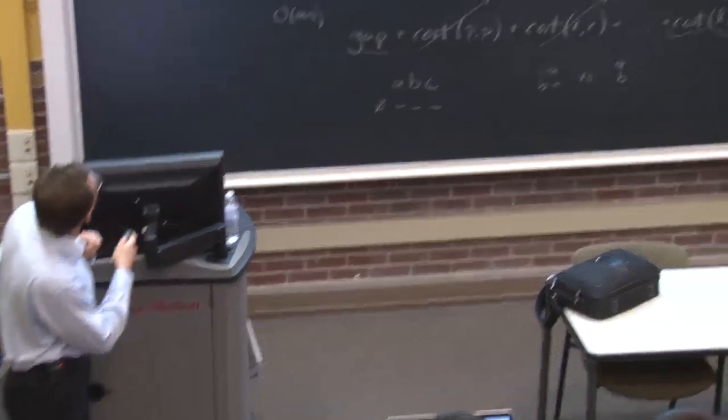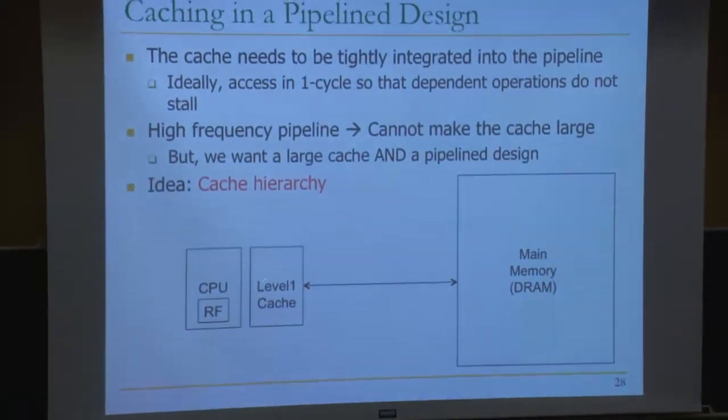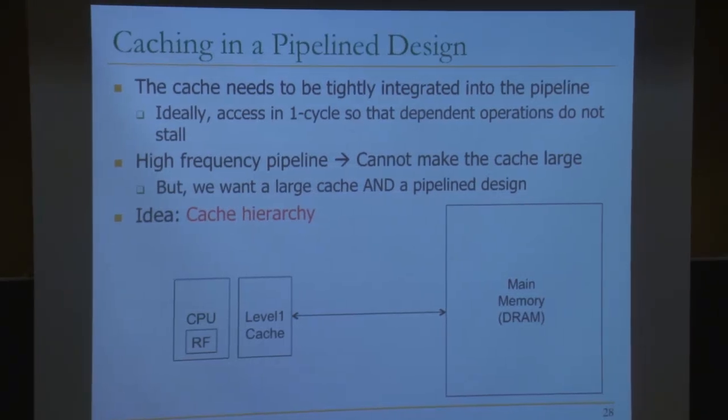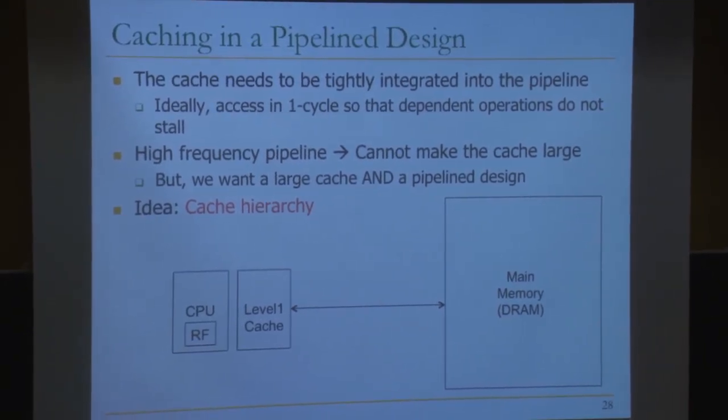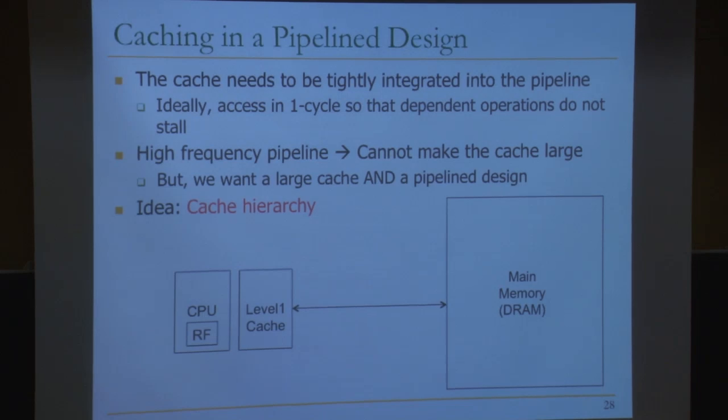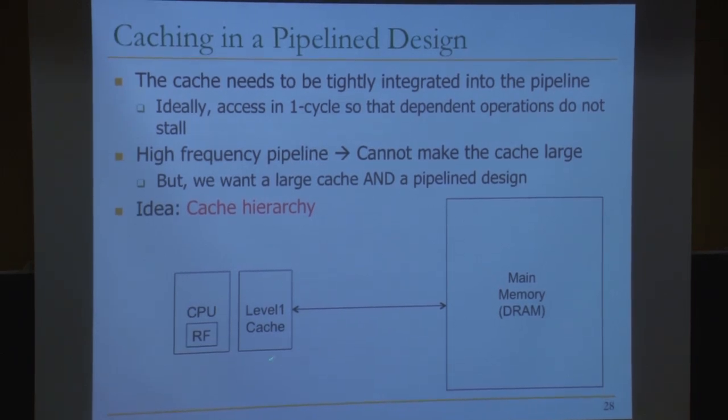OK, caching. The cache, at least the first-level cache itself, needs to be tightly integrated into the pipeline. And this is very important. This is a fundamental principle. That's why in that picture, I did not show you the L1 caches. Ideally, you would like to access this in one cycle so that dependent operations do not stall. And when you have a high-frequency pipeline, you cannot make the cache large, right? But you want a large cache in a pipeline design, right? But you don't want to make this level 1 cache large because its latency is very critical. So the idea is to add more caches. So you have another cache, level 2 cache. And this level 1 cache is very tightly integrated. OK.